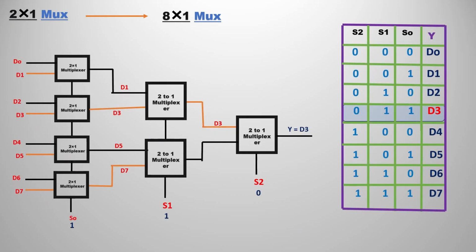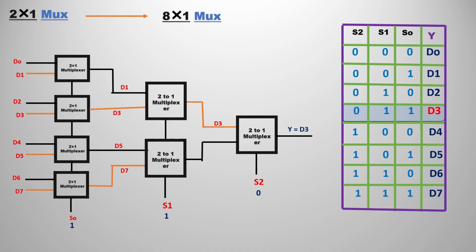So for this also the implementation would be the same. If you consider the select lines S2, S1, S0 as 0, 1, 1, you are going to pass the select lines as I am showing there. As S0 is 1, you are going to select all the down positions according to the 2x1 multiplexer rules. So D1, D3, D5, D7 will go as output to the next step.